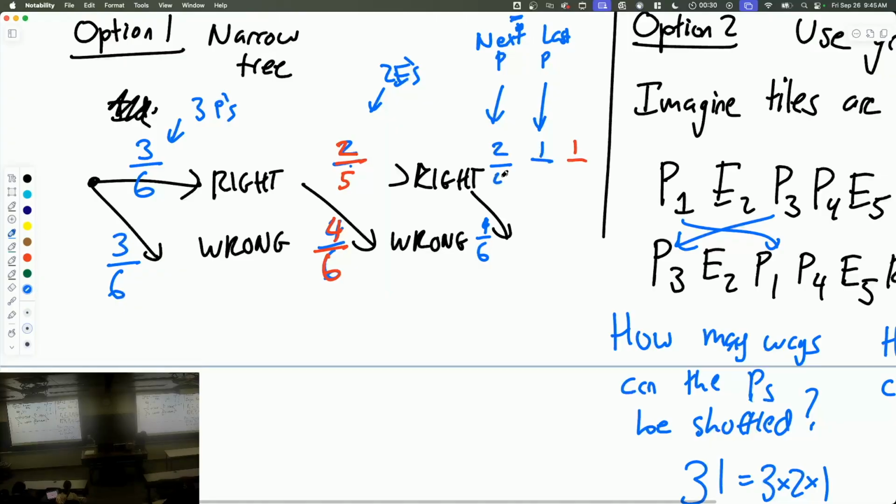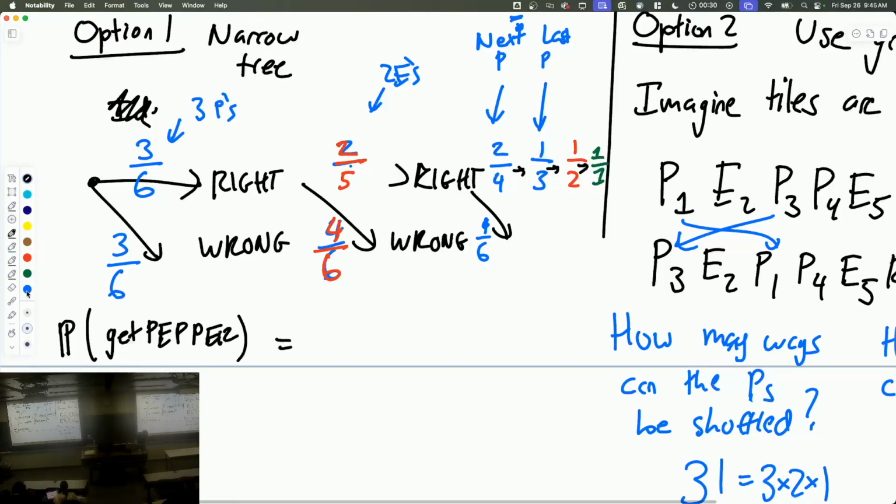2 out of 4, 1 out of 3, 1 out of 2, and then the last tile is 1 out of 1. That one, there's only one tile left. But these are the probabilities to be correct. So the total probability of getting PEPPER is the probability multiplication rule along the top there.